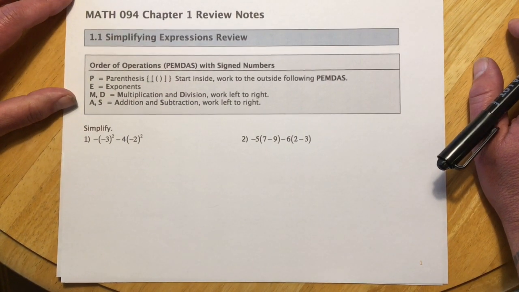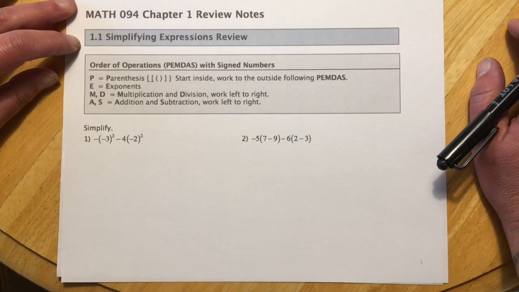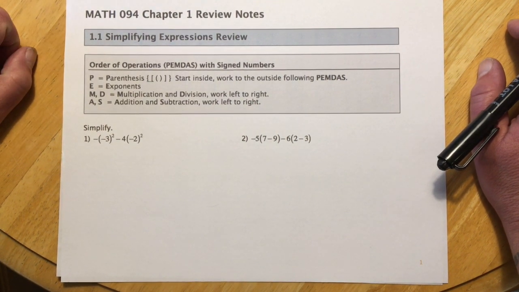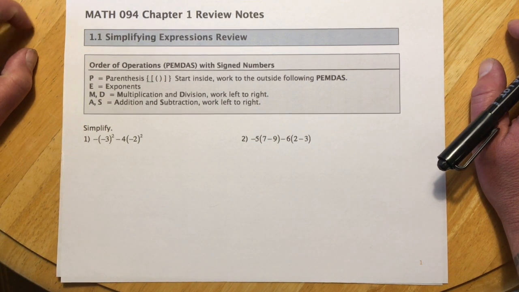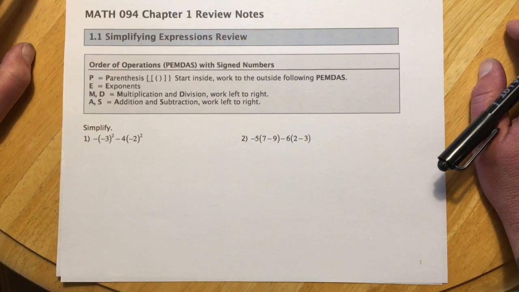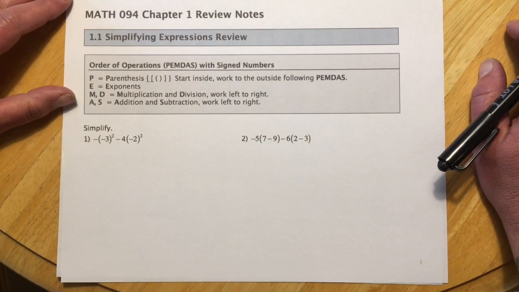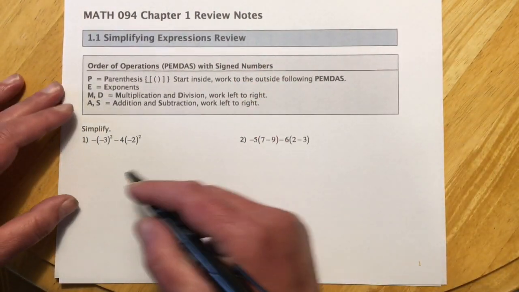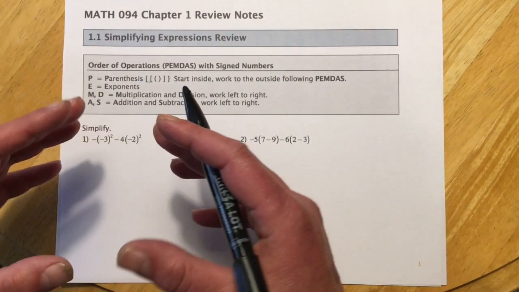Hey guys, so this video is a review for the first exam of 094. Our first section is 1.1, Simplifying Expressions. And this one is different from all the other sections in the chapter because there's no equal sign or inequalities. So we're not going to get answers like x equals something or x is greater than something. In these first couple, they're just numerical, so we'll just get a number.